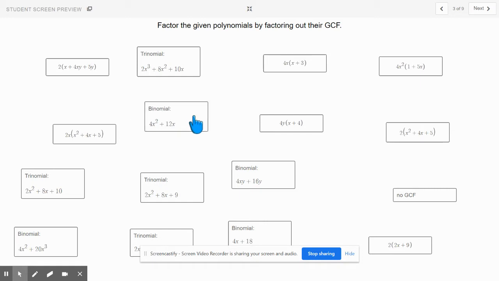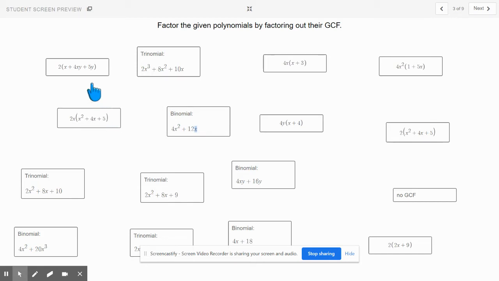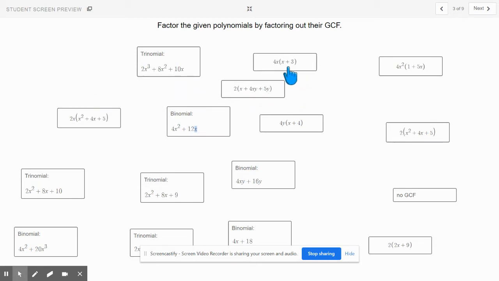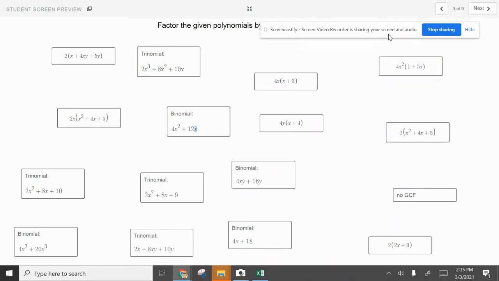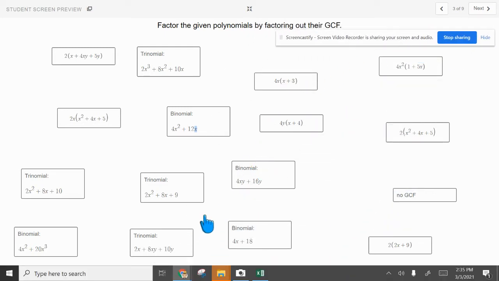All right. These ones. Factor the given polynomials by factoring out their GCF. You got to pull out the GCF and then factor. Ooh, this is fun. All right, where do you see answers here? So you know what's one way you could actually do this? That's actually kind of a cheat code. Let me help you. If you have parentheses like this, you can distribute. So this would be 4x times x would be 4x squared. 4x times 3 would be 12x. So where's 4x squared and 12x? Let me move this up here. 4x squared and 12x.